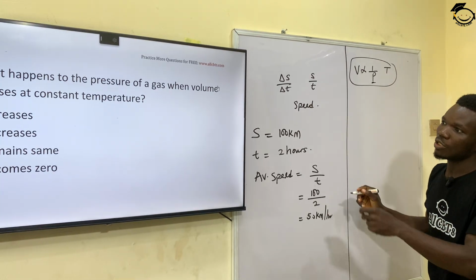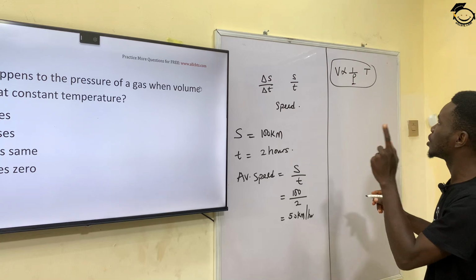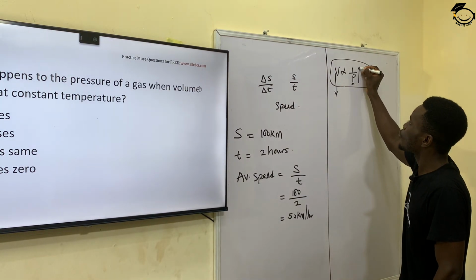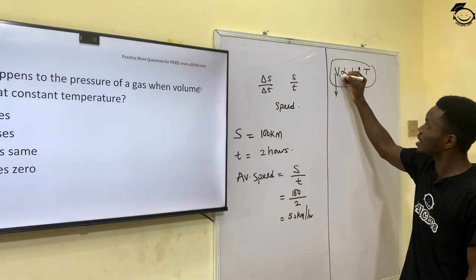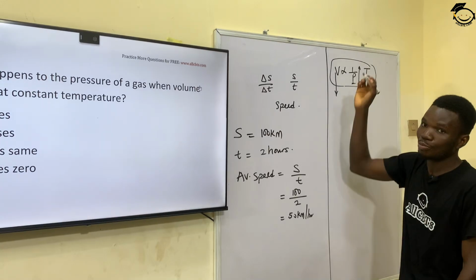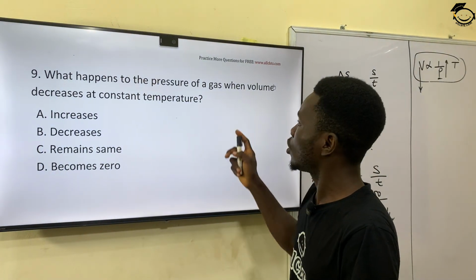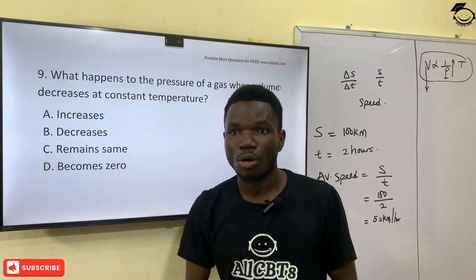But in this case, they are asking us, what happens to the pressure of the gas when the volume decreases? So if the volume decreases, the pressure will increase. So they are working in opposite directions. If there is a decrease in volume, automatically there will be an increase in pressure. So when the volume decreases, the pressure increases. So the correct answer is option A.